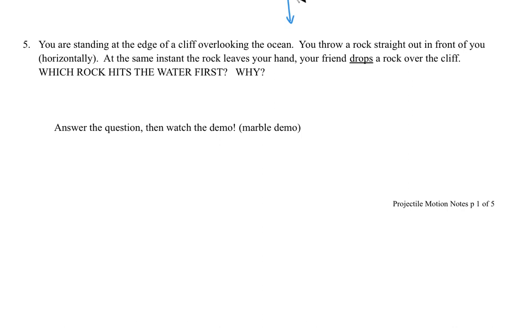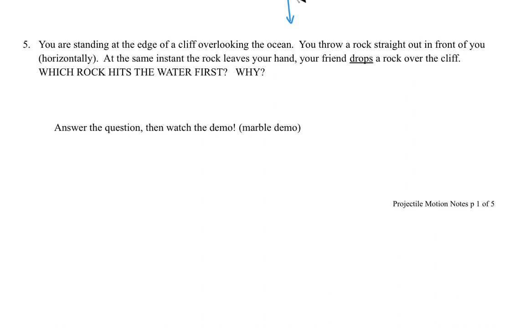Now, let's think about something, and this is a tough question. You're standing at the edge of a cliff overlooking the ocean, and you throw a rock straight out in front of you, horizontally. At the same instant that the rock leaves your hand, your friend drops a rock over the hill. Which rock hits the water first and why? So go ahead and pause the video, come up with an answer and explanation here, and then come back to the video and we'll talk about our explanation.